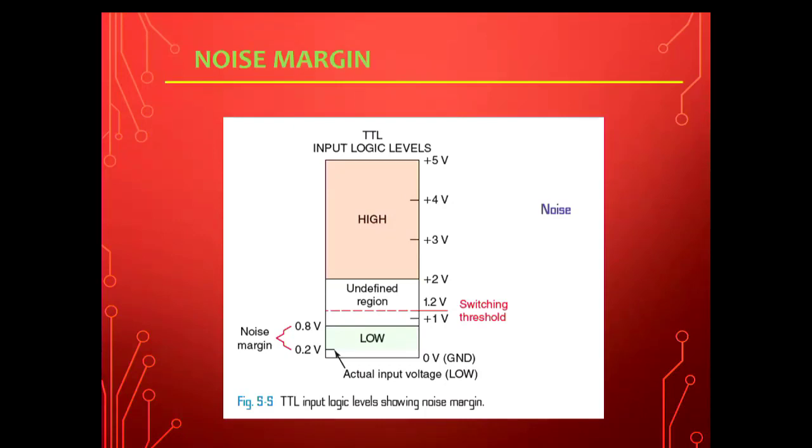So imagine you are at 0.2 volt, and the outside noise is 0.6 volt. It's going to push you from 0.2 to 0.8 volt, very close to the undefined region, right? So you have to make use of those things.